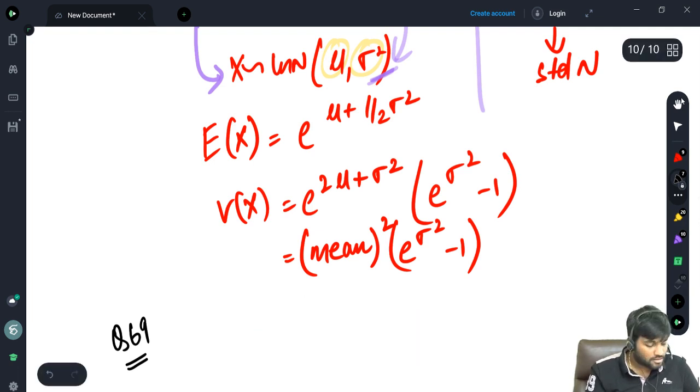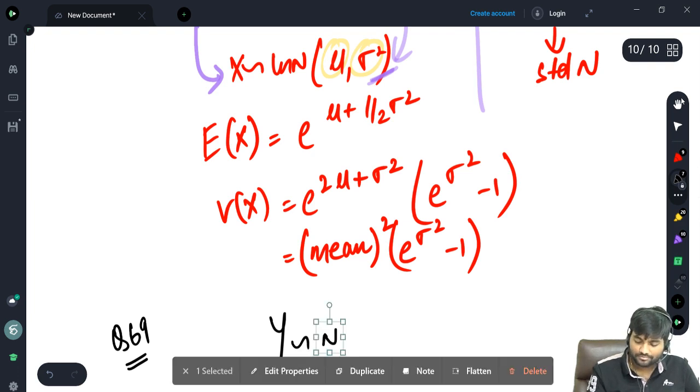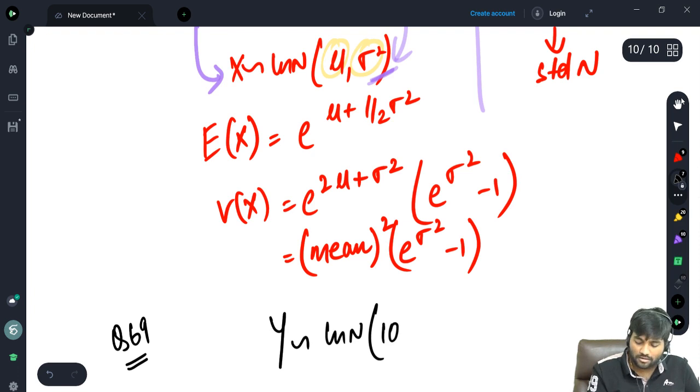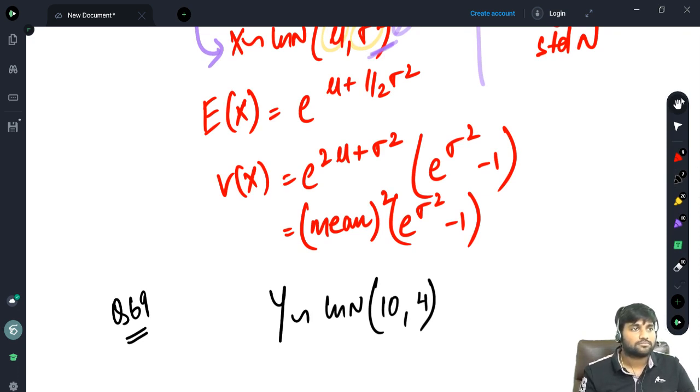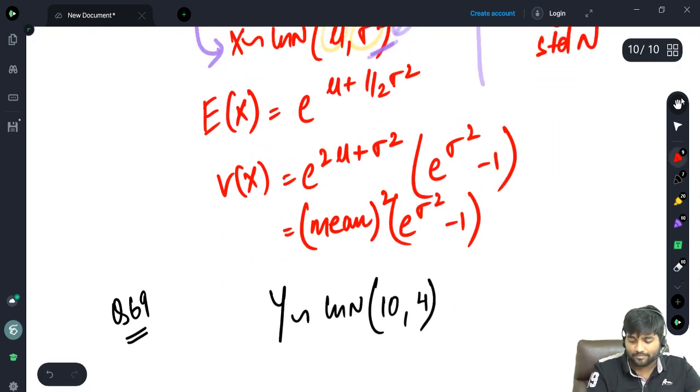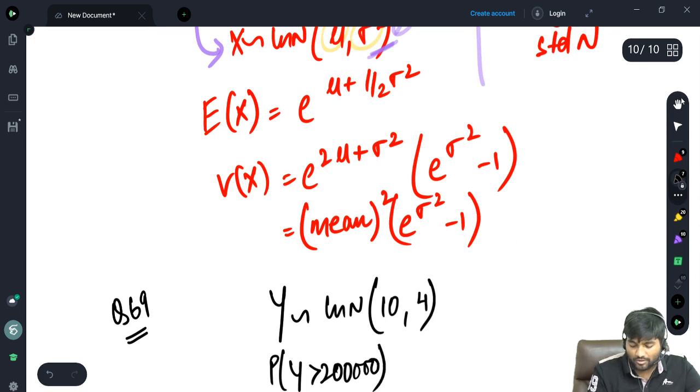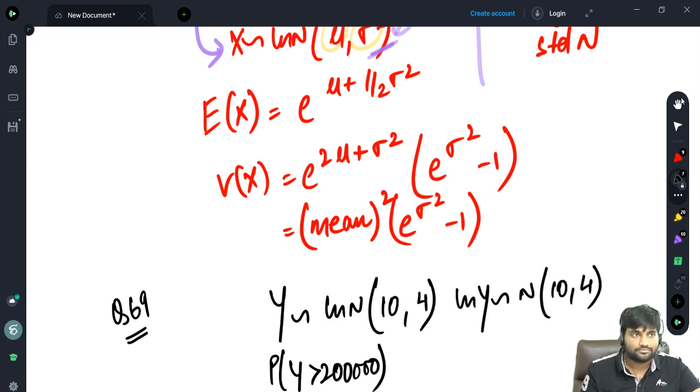And the question is, Y follows log normal 10,4. So probability Y greater than 2 lakh. So ln Y will follow what? ln Y will follow normal 10,4.